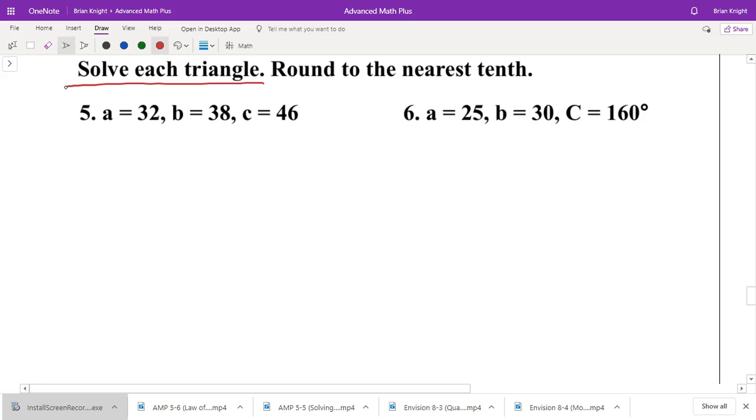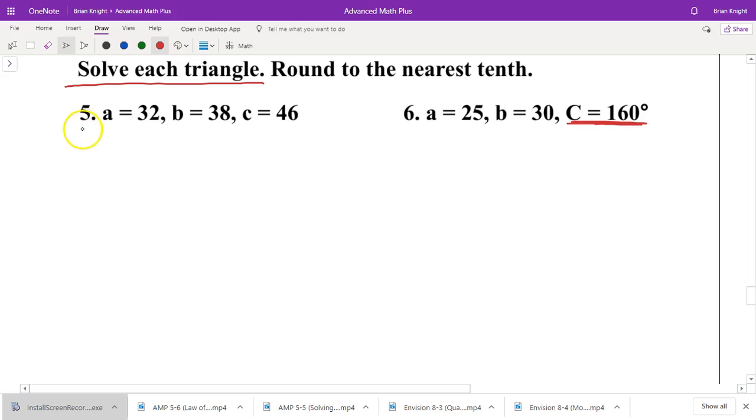What do y'all think that might be? C. Very good. If they give me angle C, I am forced to find side C first. I don't have any options. They're making me. So let's do 5 first, because like I said, it's got options. I'm just going to find angle A first because I like going in order.